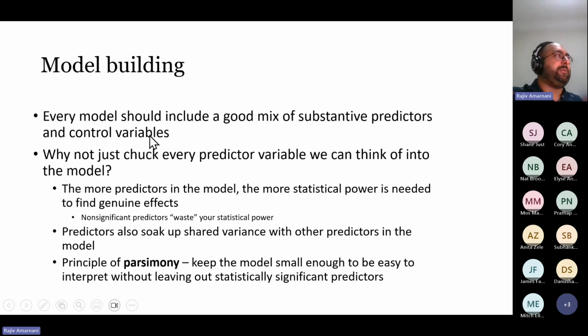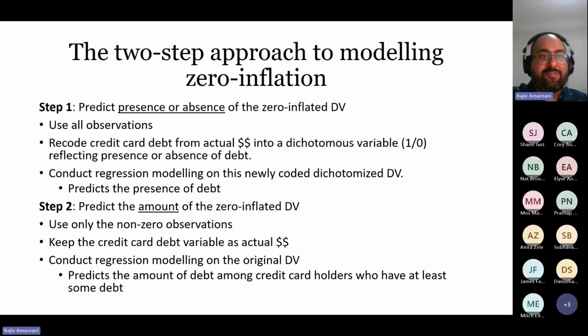This is necessary because if you don't account for the zero inflation, your effects will be a kind of dog's breakfast mix of these two very different things and will not be interpretable. So if your outcome is zero inflated, do this. Step 1 and step 2.